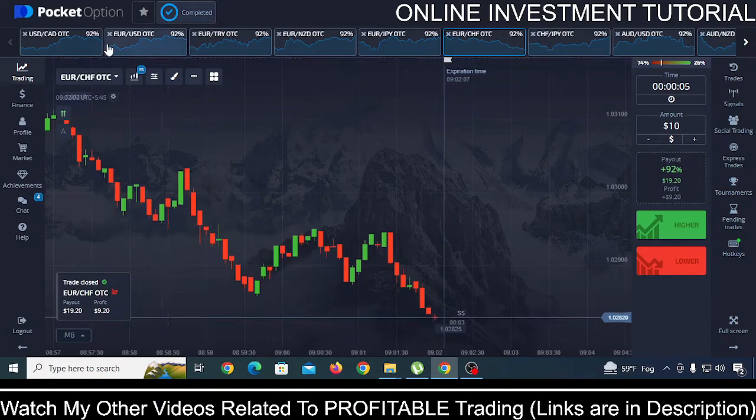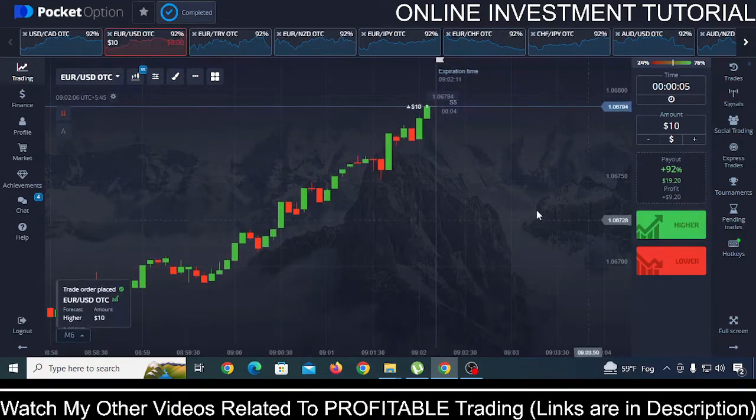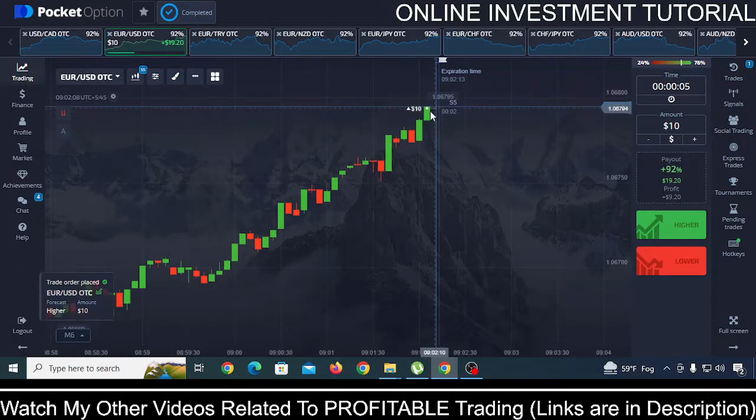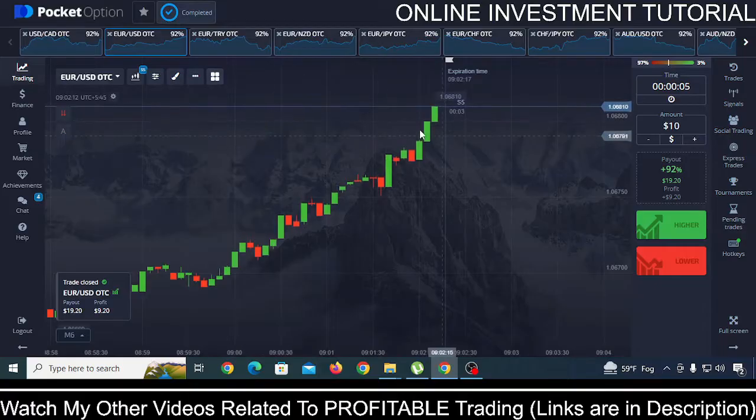So this is correct. So let's go to another pair. So let's wait for another candle. Click on higher. So it made a little bit high. It became a little bit high. So two trades already won.